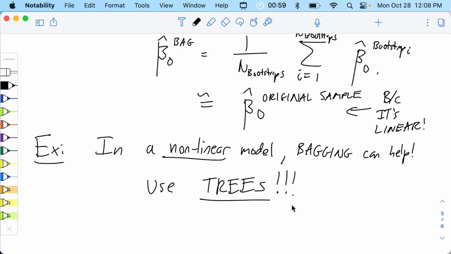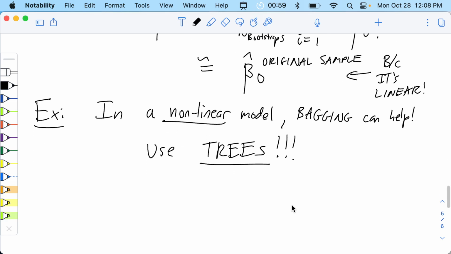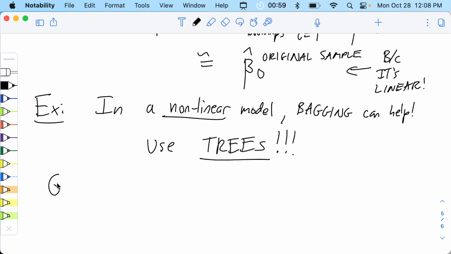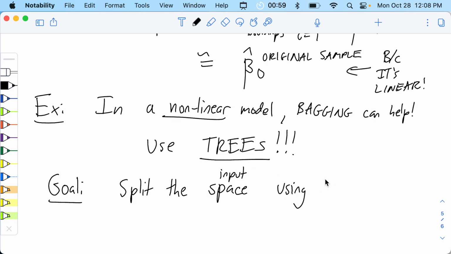And the trees, what they try to do is they just try to split the space of things into binary questions. So the goal in a tree is to split the space, I'll say the input space, using binary questions. Binary here means yes, no questions. That's all it is.